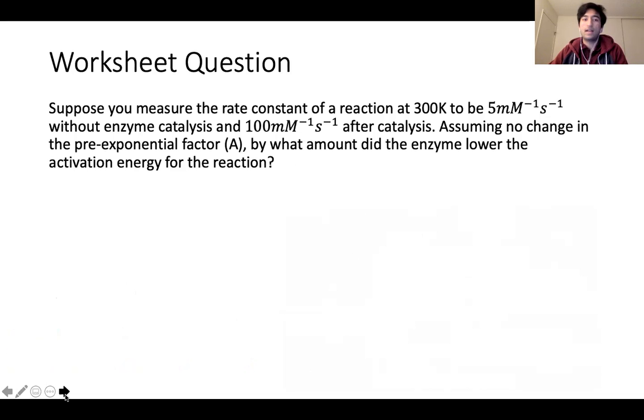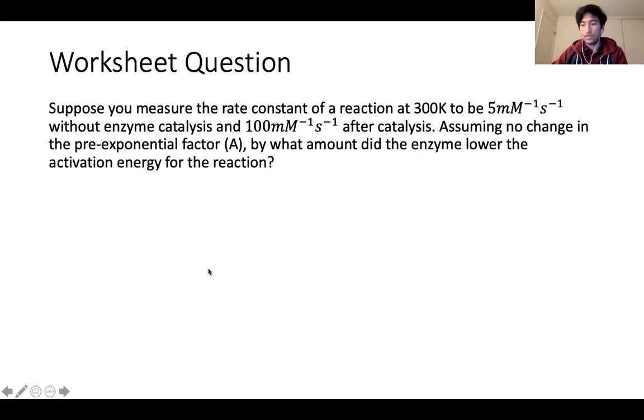And then lastly, I just wanted to go over a quick worksheet question that just goes over how to use the Arrhenius equation. So here is the problem. Suppose you measure the rate constant of a reaction at 300 kelvins to be 5 millimolar per second, and that's without enzyme catalysis. And then with enzyme catalysis, it's now 100 millimolar per second. So assuming that there's no change in the pre-exponential factor caused by this enzyme, by what amount does the enzyme actually lower the activation energy?